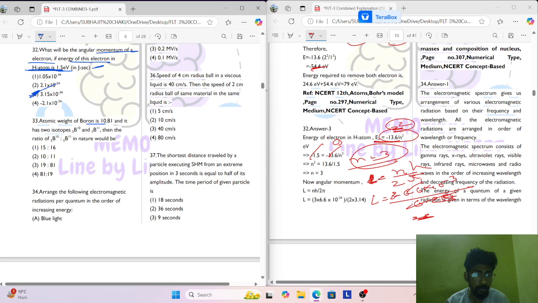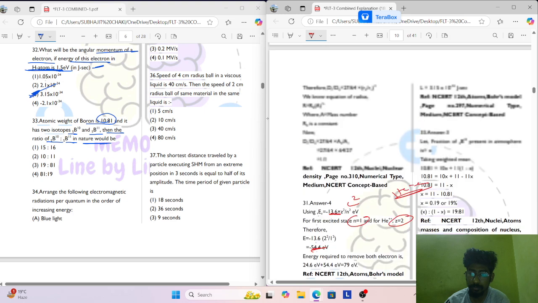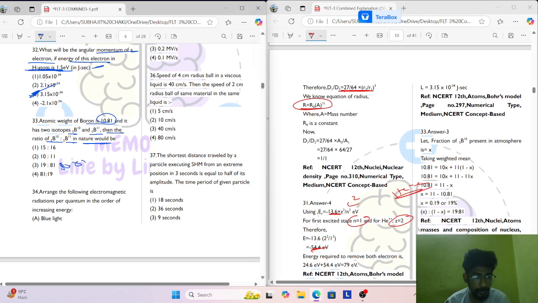Atomic weight of boron is 10.81. It has two isotopes, this and this. Then the ratio of the natural abundance. Okay. Atomic weight equals what? 100 will be here.